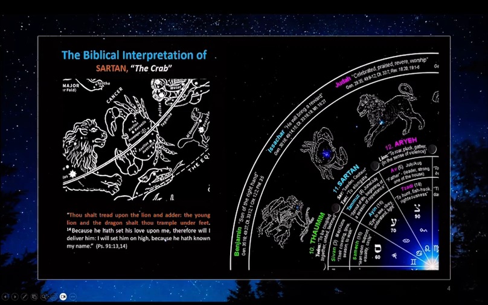Underneath our image to the left: thou shalt tread upon the lion and the adder. Here we have the lion and we have the adder, the serpent. The young lion and the dragon shalt thou trample under feet, because he has set his love upon me. Therefore will I deliver him. I will set him on high, because he has known my name. And I think this verse ties in with this story and this symbolism here.